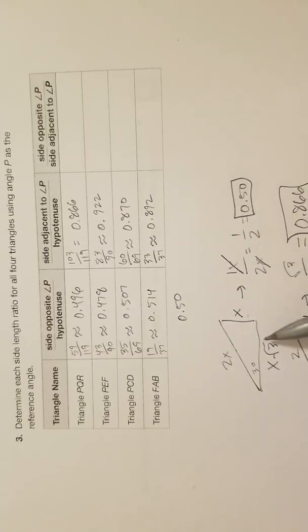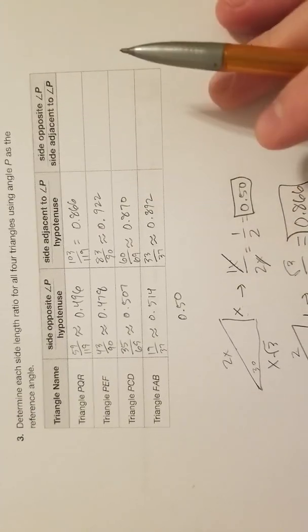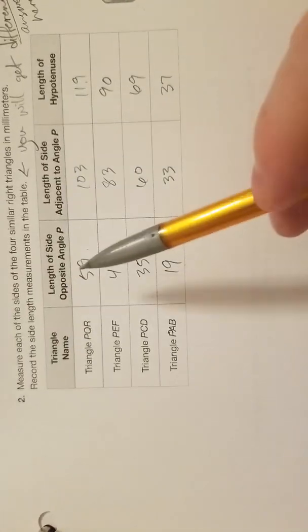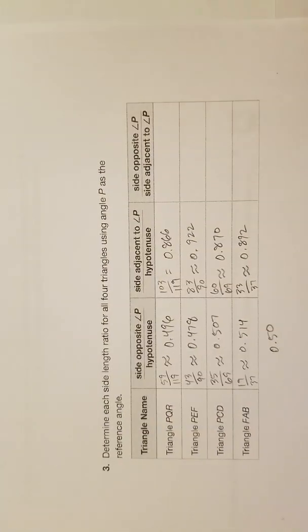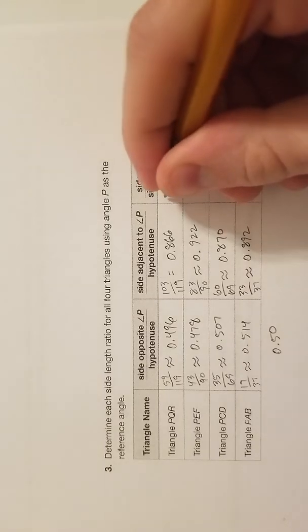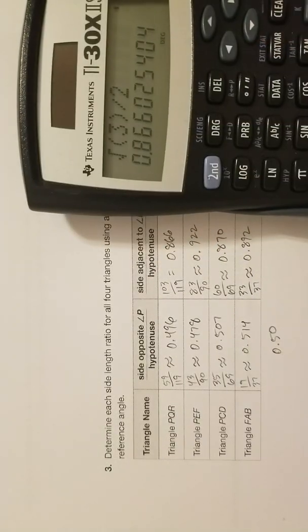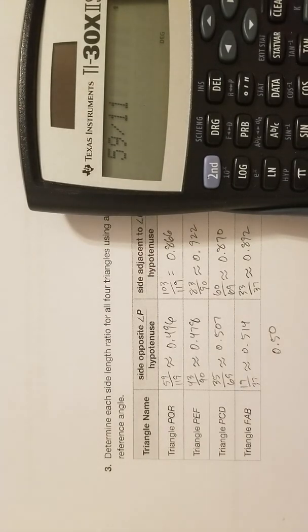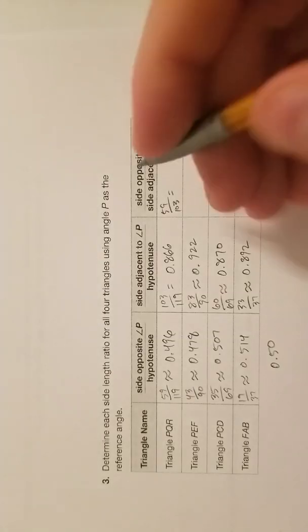And then the last one is I want the opposite over the adjacent. So I want the opposites over the adjacents. I want to do the first one, 59 over 103, and I'm going to get 0.573.